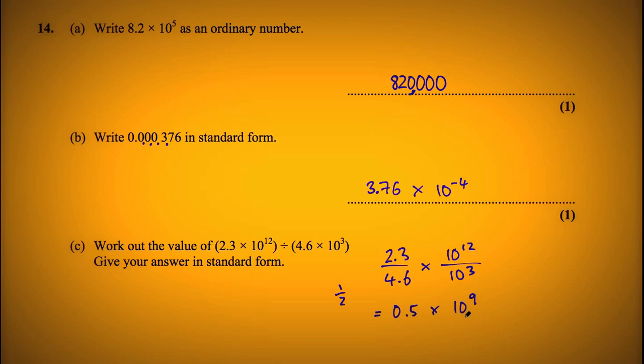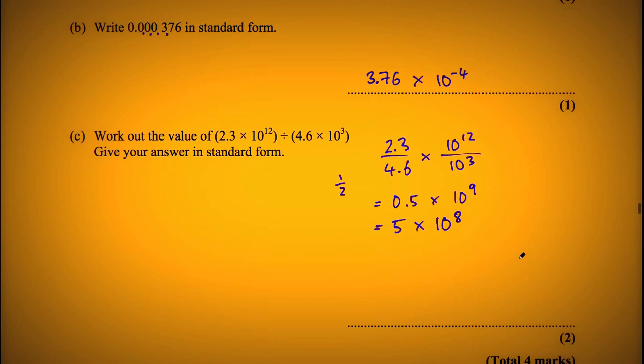But this isn't yet in standard form, because this number is not between 1 and 10. So I'm going to times this number by 10, which means that as a result I should make this number 10 times smaller. 5 times 10 to the 8.